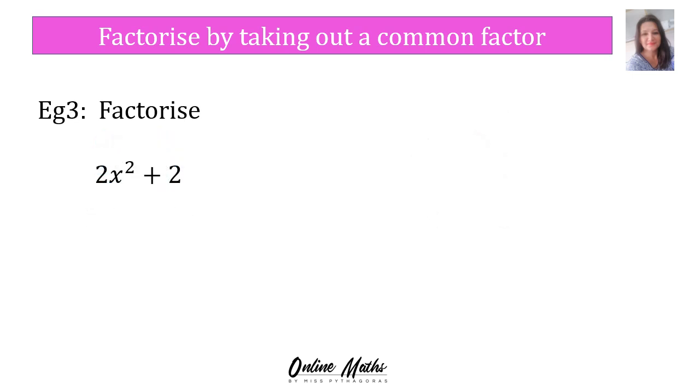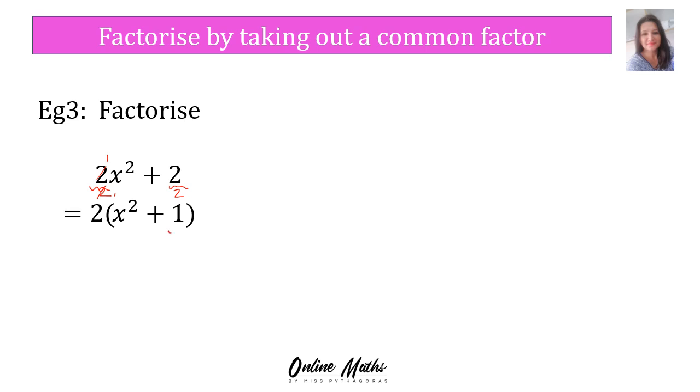Example 3, factorize. Now in this one, we will take out the 2 as a common factor. So we write equals 2 with the bracket, and then with our pencil, divide by 2, divide by 2. And then we will say 2 goes in itself once, 2 goes in itself once. So we're left with x squared. And then suddenly we're left with x squared plus 1.